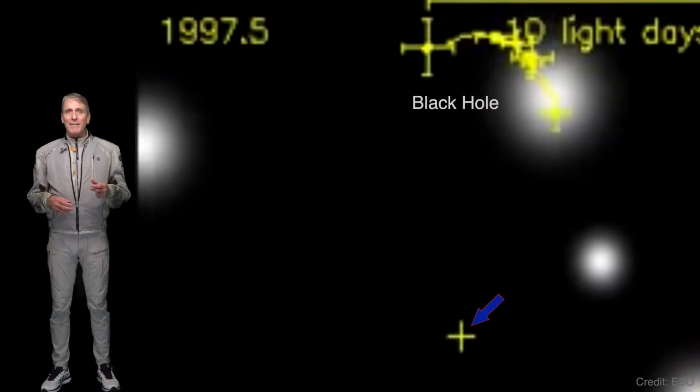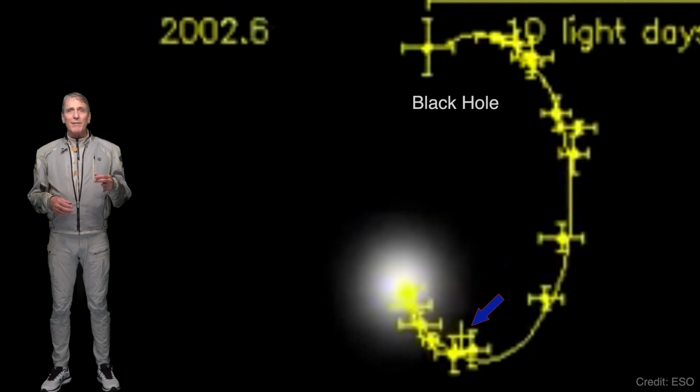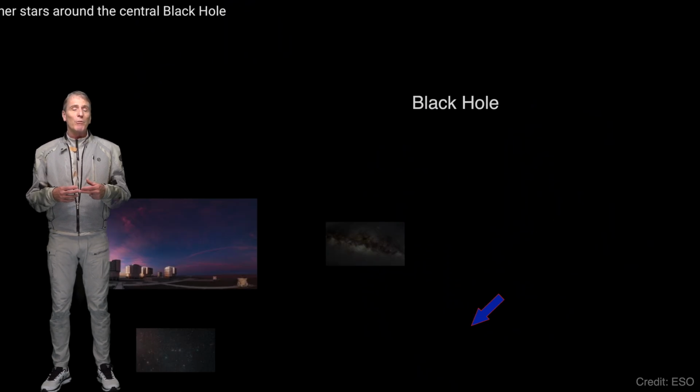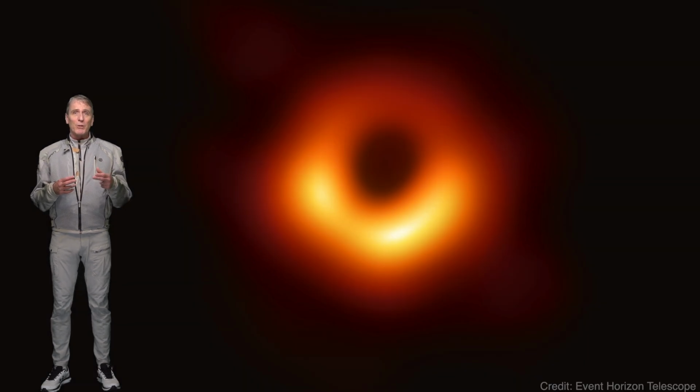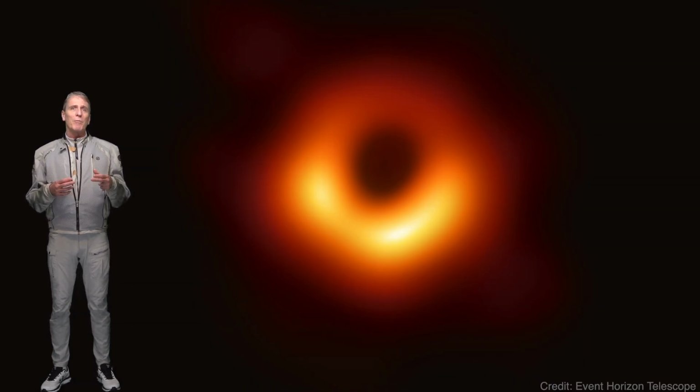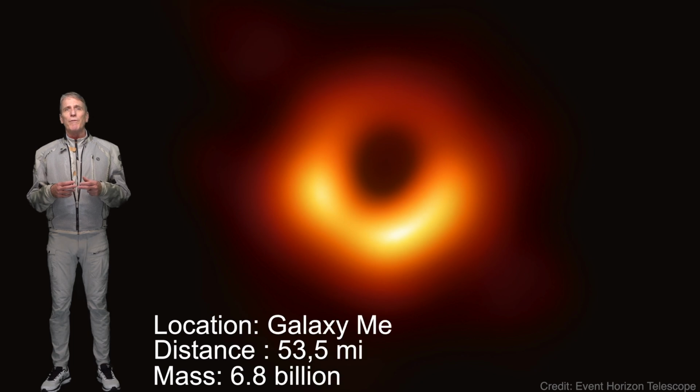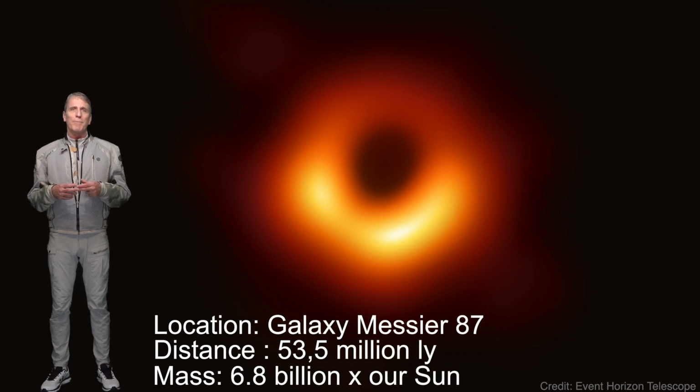And while we can't see black holes directly, we can sometimes get a glimpse of their shadow. In 2019, an international team of astronomers snapped this picture of the shadow of a supermassive black hole located 53.5 million light years from the Milky Way. This behemoth, located at the center of galaxy Messier 87, has a mass 6.8 billion times that of our Sun, and a diameter that's larger than our solar system.